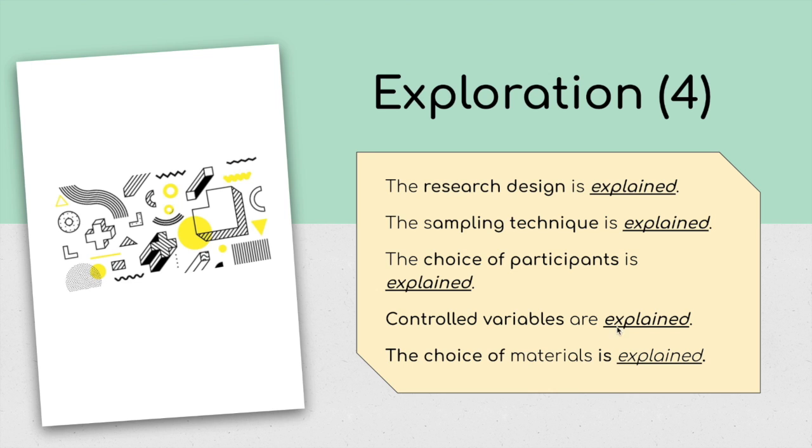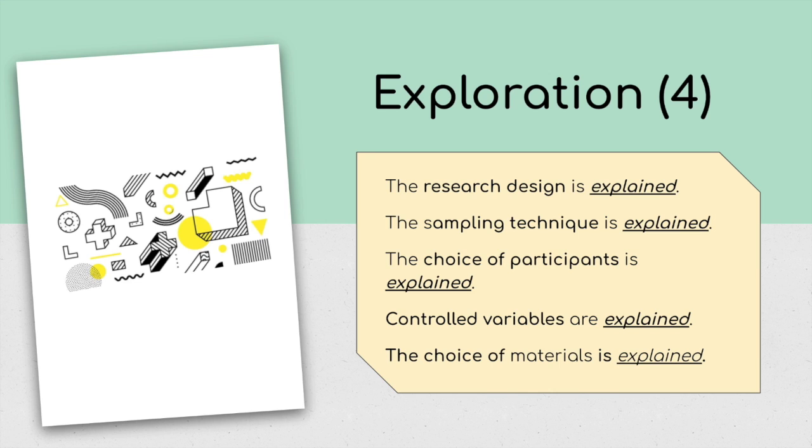And the controlled variables are explained. So this is where you're telling me a little bit more about your experiment, and also the choice of materials is explained. Many of you just listed your materials. That's great, but that is just listing, and we're looking for explanation. So maybe pick out 1 or 2 points. Why did you use pen and paper rather than laptop? Why did you use laptop?